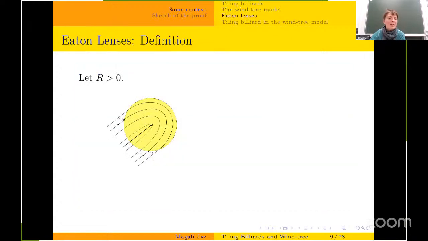And now I want to talk about Eaton lenses. So they are again motivated by physics. They are spherical balls of glass, but with a refraction index which varies depending on the radius.